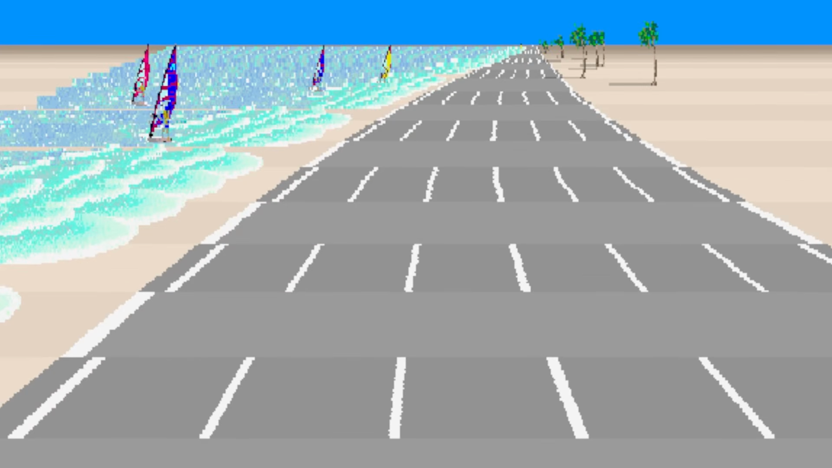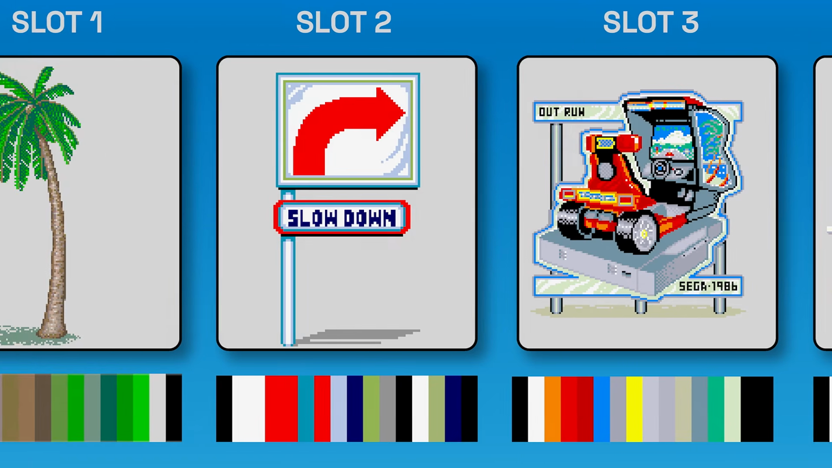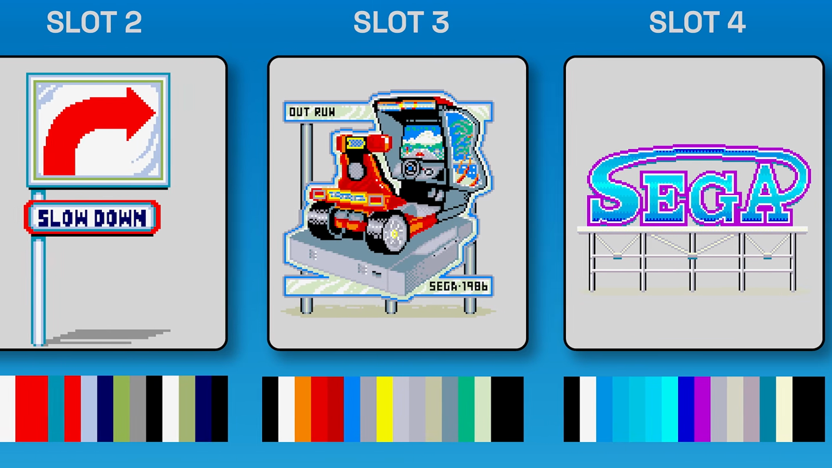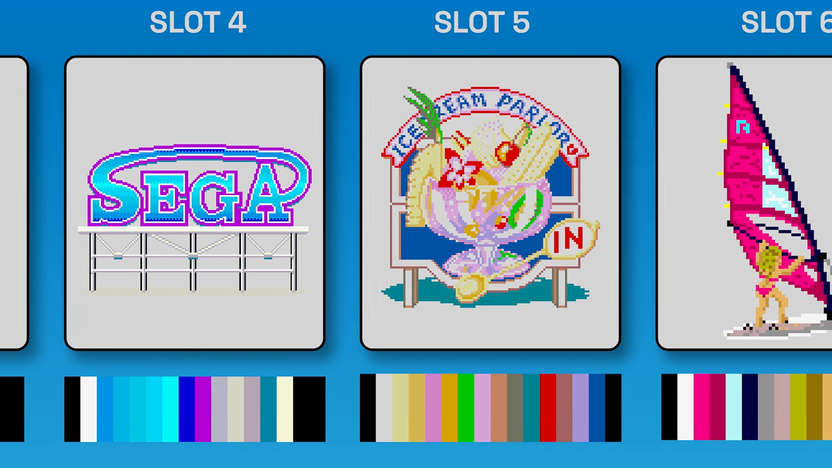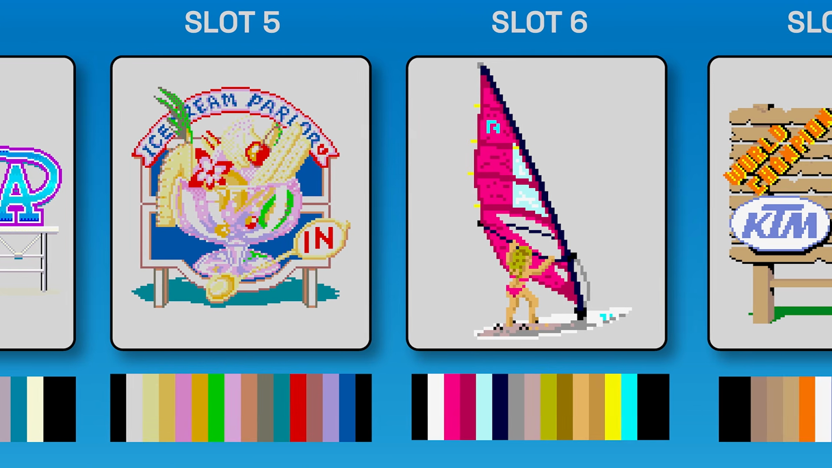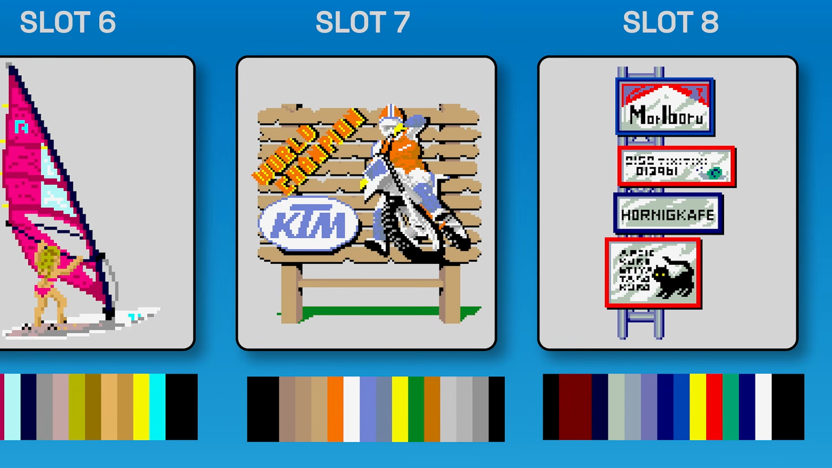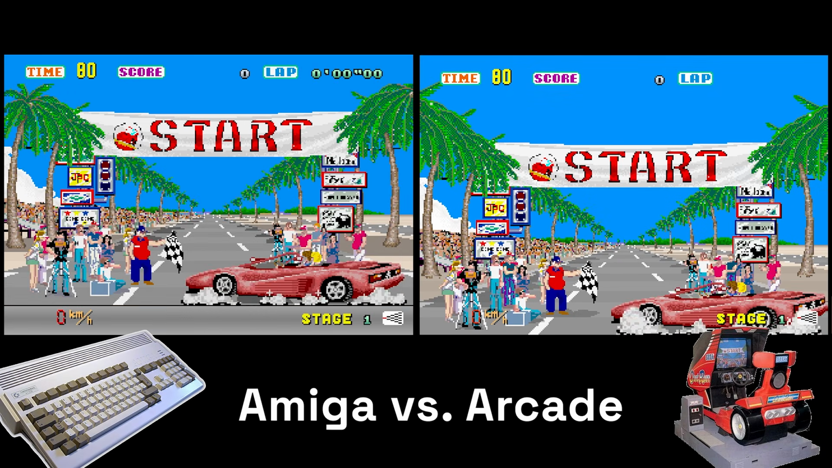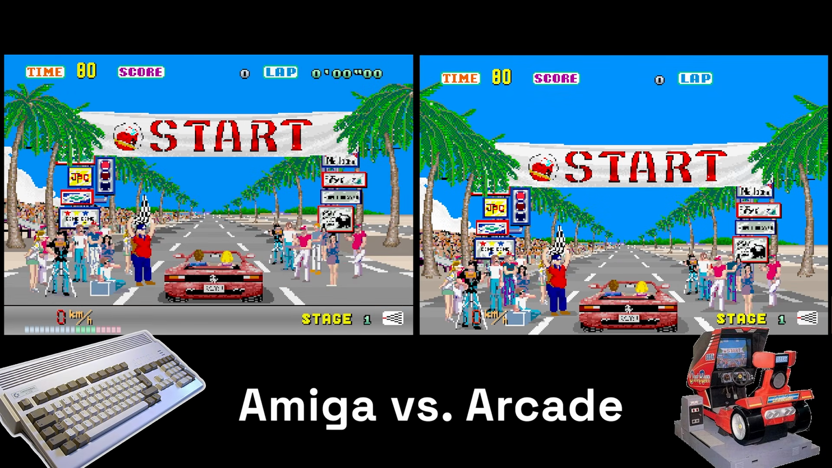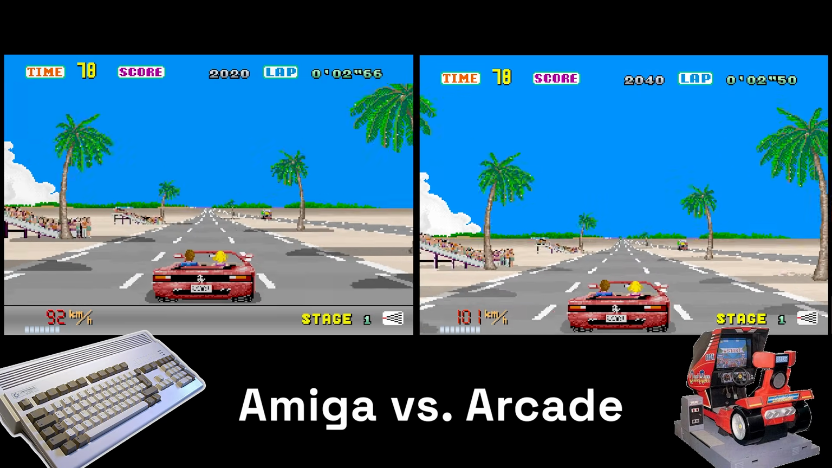I experimented with a number of different cached slots. Coconut Beach, Stage 1 of OutRun, is the most palette intensive level. In the end, I settled on 8 slots that could be filled with a 16 colour palette. That's 128 colours total. Too many slots and we would be wasting palette space. Too few and we'd slow the engine down by continuously reloading palettes.